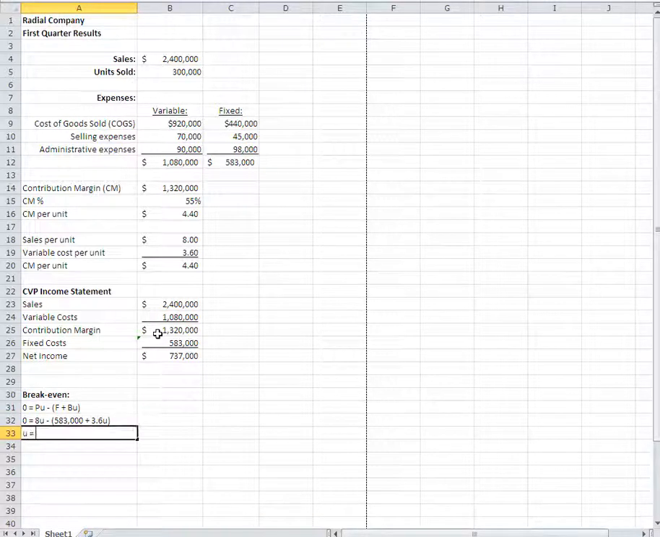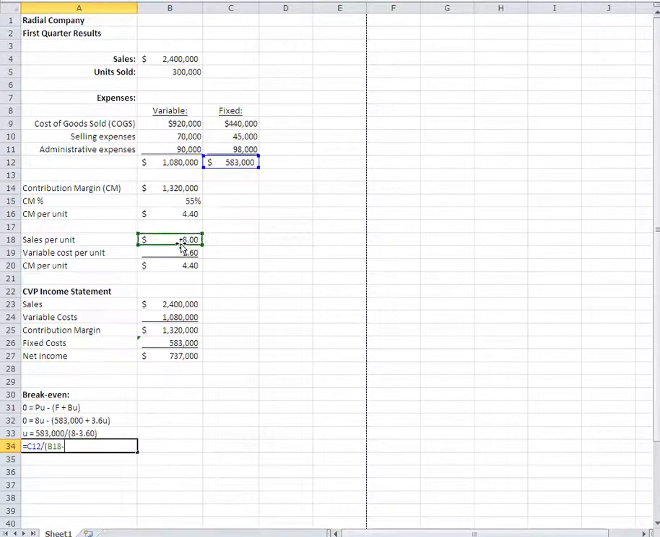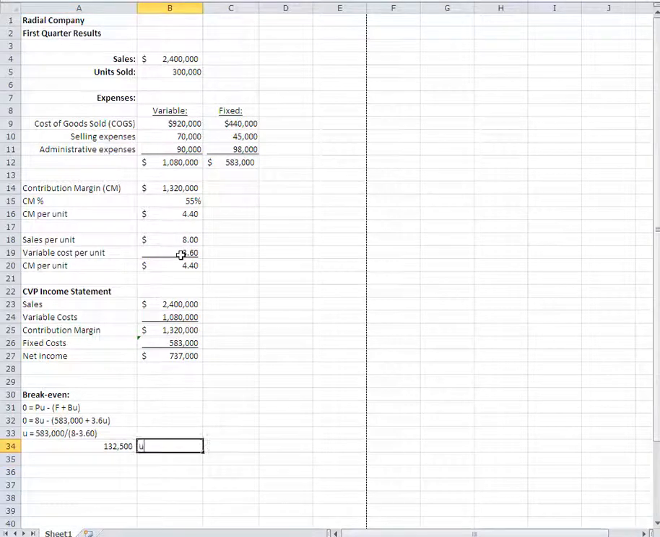Now if we solve for units, which we're doing here, we will be able to see exactly how many units we need to sell in order to break even. So let's just have Excel calculate that for us here quickly. So 132,500 units.